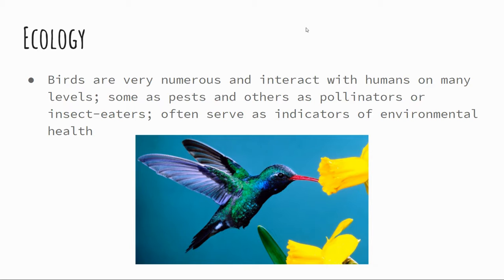So, ecology with birds. Birds are very numerous and interact with humans on many levels. Some birds are pests and others are pollinators or insect eaters. Birds can often serve as an indicator of environmental health. Birds are a great way to give us a snapshot of how healthy an ecosystem is. Birds detect changes in ecosystems a lot faster than other animals and humans. So they're a great indicator of how healthy or unhealthy a community or an ecosystem is.